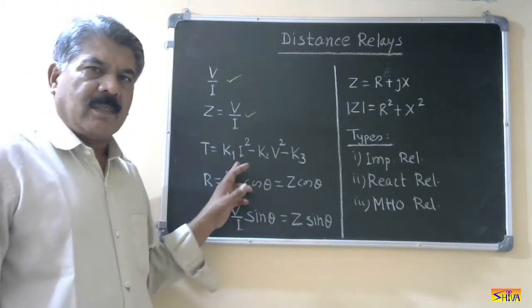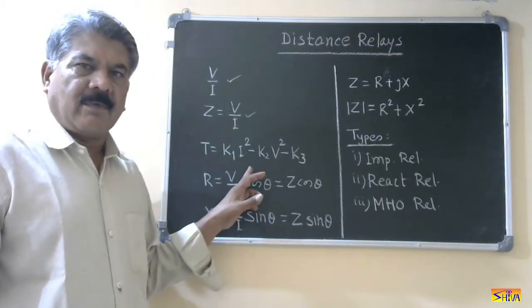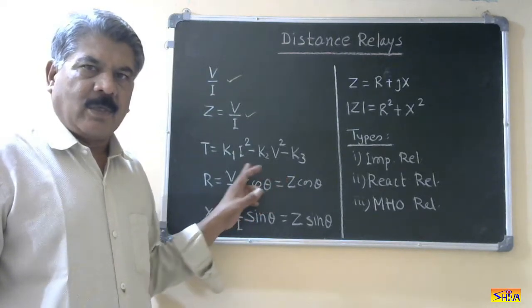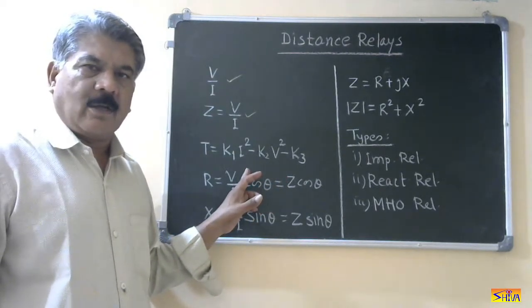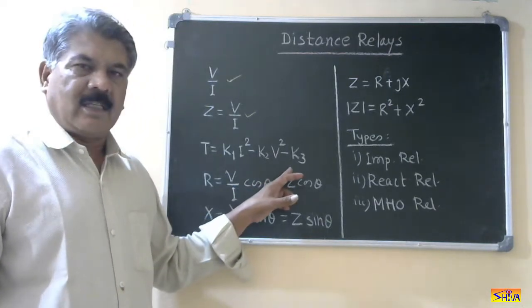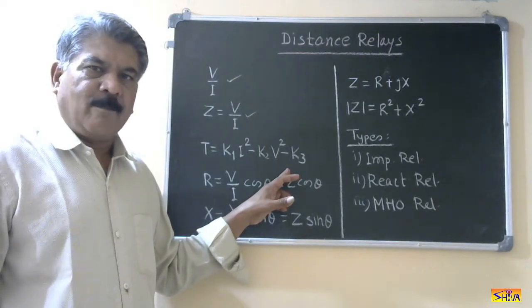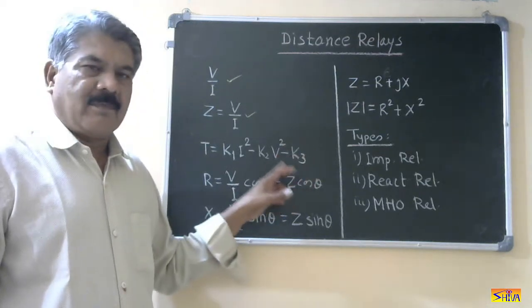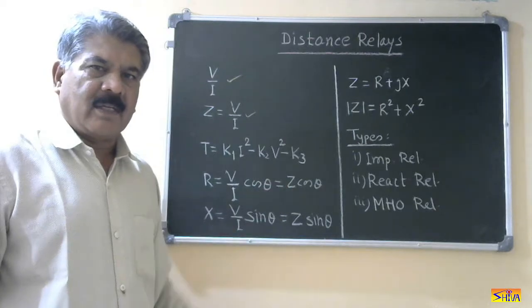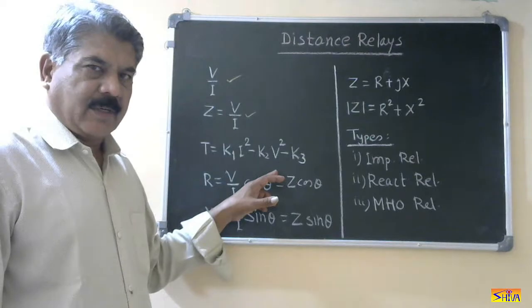This is the general torque equation of distance relays. T is K1 I square minus K2 V square minus K3. Here I, that is current, is generating the operating torque, voltage is generating the restraining torque, and K3 is the spring constant. If we are using electronic type of relay, that is static relay or numerical relay, then this effect will not be there, and the equation will be K1 I square minus K2 V square. So this is general torque equation.